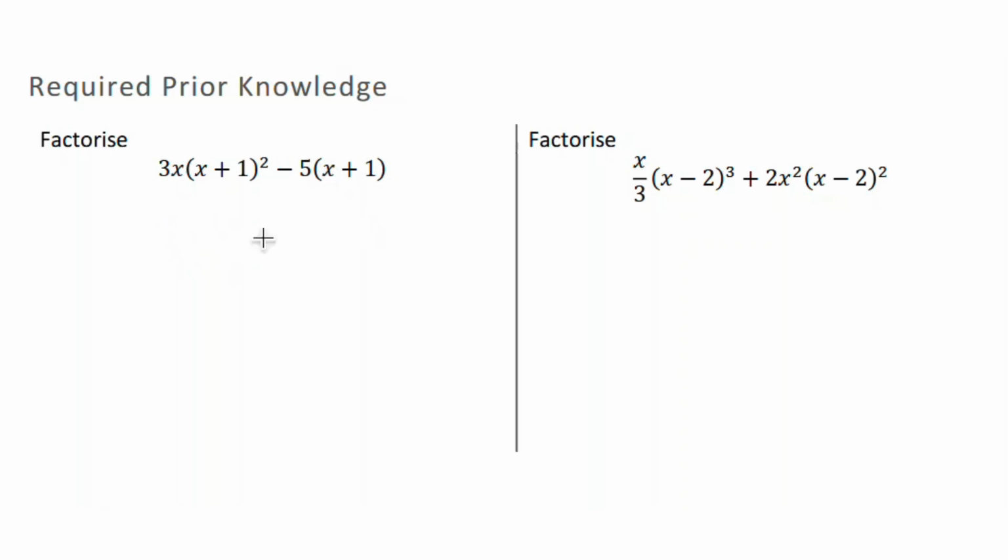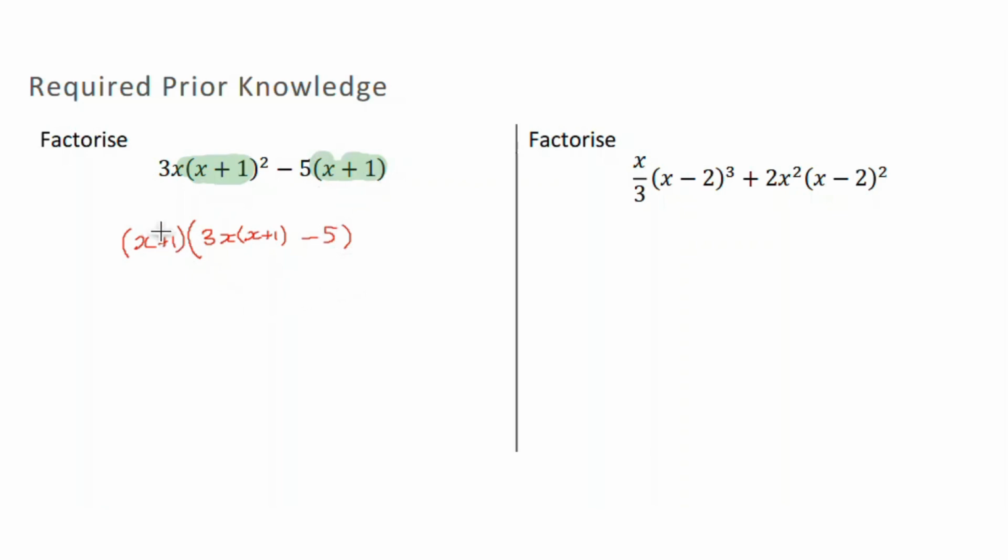Factorising this expression, we notice that the common factor between these two terms is x plus 1, which appears in both of them. Since x plus 1 appears in both, that means we can factorise out x plus 1 at the front. And then we think, what do we have to multiply x plus 1 by to get this expression? We have to multiply it by 3x, and x plus 1. And what do we have to multiply this side by to get 5x plus 1? We need to multiply it by 5.